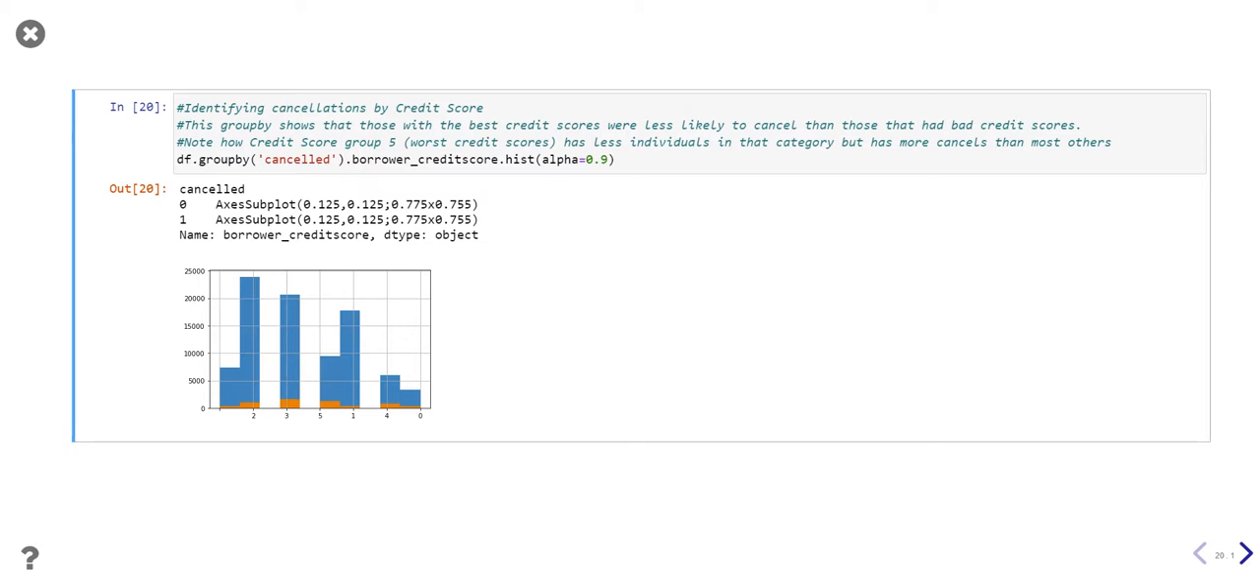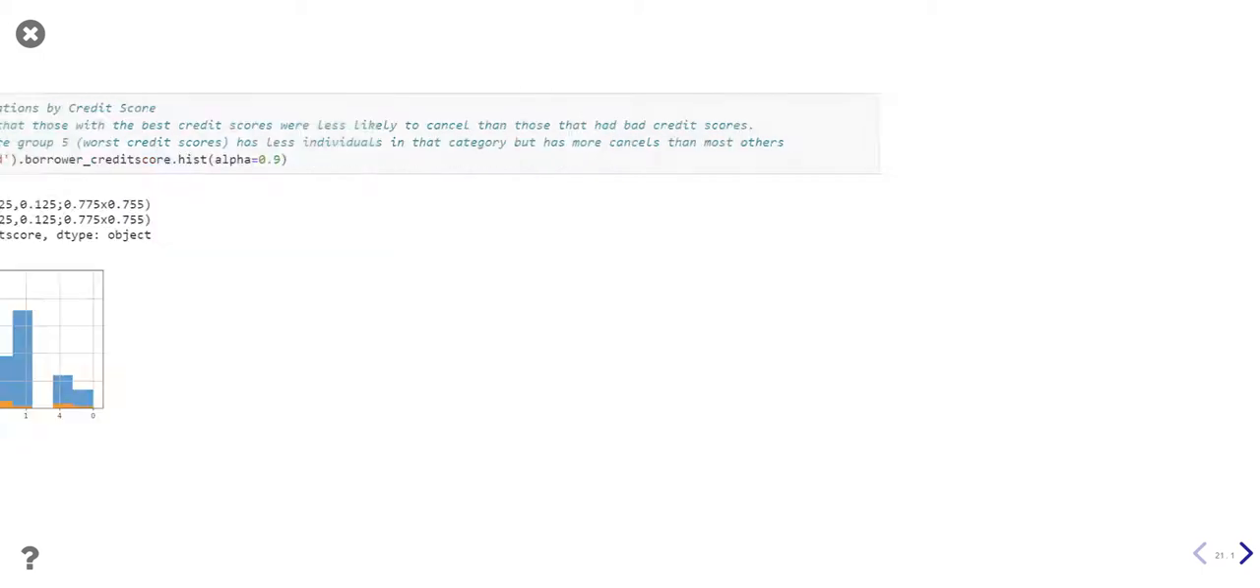And then we were able to look into credit score. Like I said, I like that variable. And we can see it's pretty even across the board. However, in group 5, the worst credit scores, there are fewer people in that group than the 2, 3, and 1 groups. But in proportion, they do have more cancellations than any other group, basically.